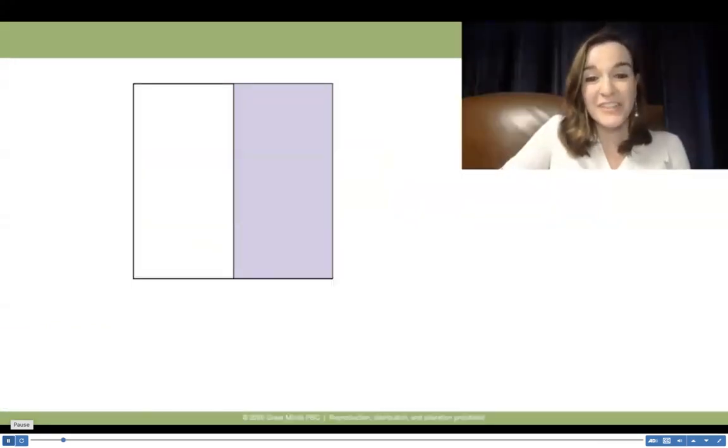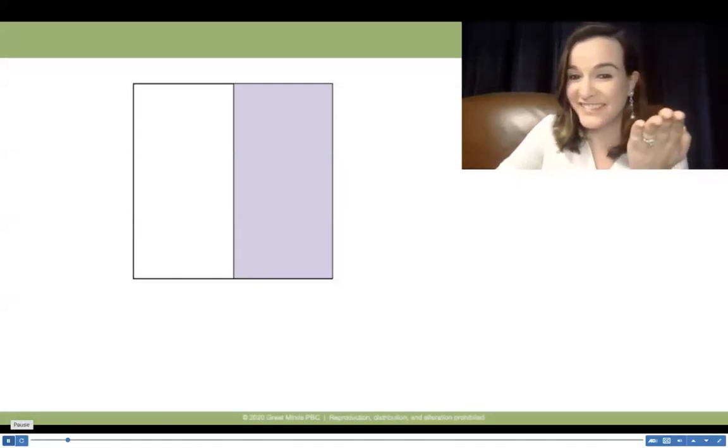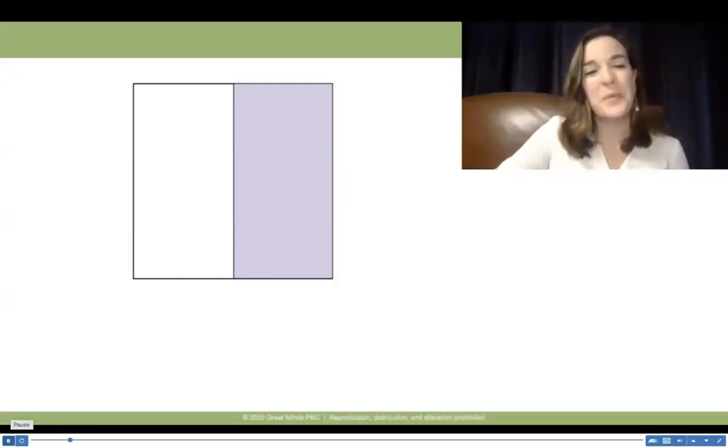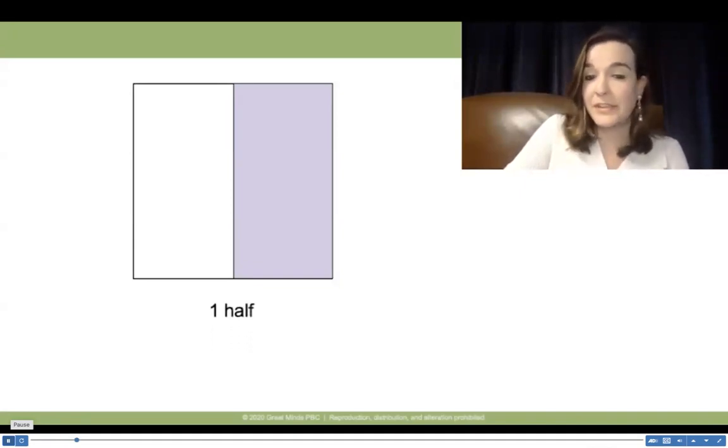Let's take a look at the fraction that is shaded on the screen. What fraction is shaded? 1/2. We can write this fraction in two different ways. We can write 1/2 in unit form, or we can write 1/2 in its fraction form, like this. When we write 1/2 in its fraction form, what does this 2 represent?